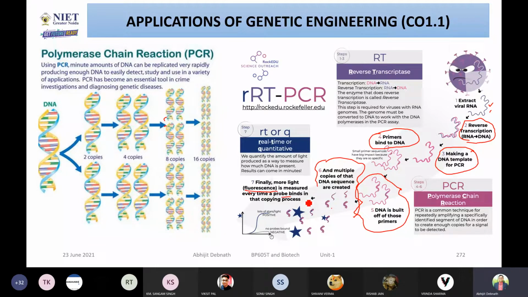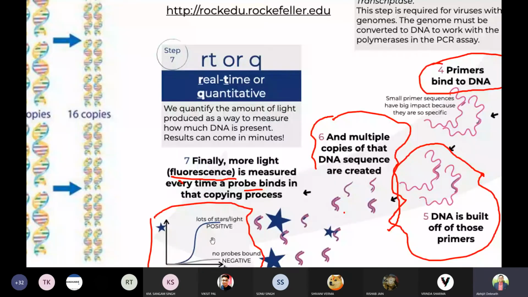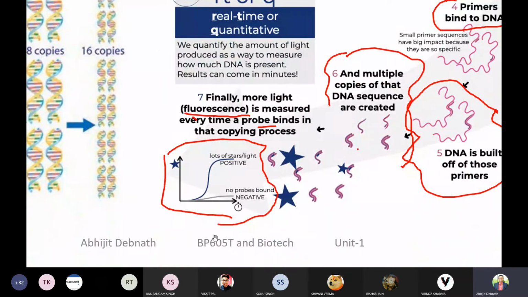And there will be some probe. One probe will bind with other things, and through that you will get one peak. So if there is a lot of light at the top, it means you are COVID positive, because they are particularly checking that DNA.